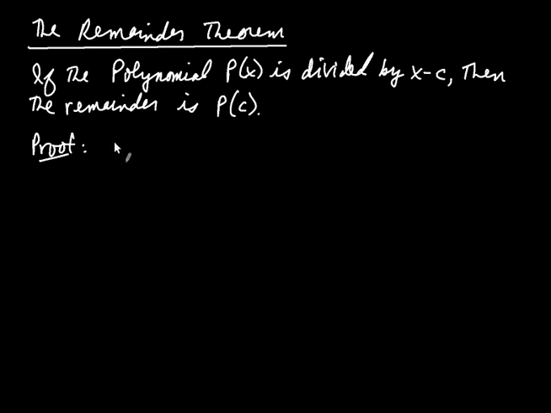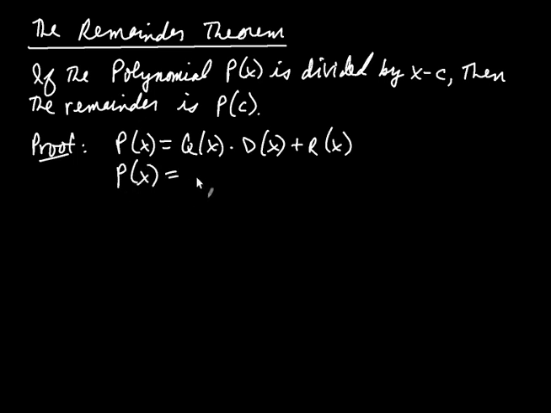So remember that the division algorithm says that p of x is equal to the quotient polynomial multiplied by the divisor plus the remainder. Now, if the divisor for our theorem is x minus c, then this can be written as p of x is equal to q of x times x minus c. Now remember what we said, the remainder is always less in degree than the divisor, and if the divisor is of degree 1, that means the remainder has to be constant. We'll denote that constant with a lowercase r. So that's constant in this particular case.